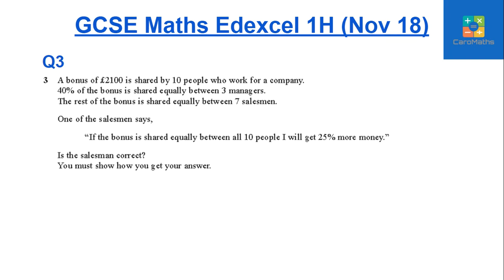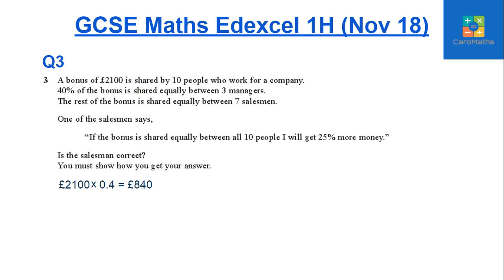Question 3. A bonus of £2,100 is shared by 10 people who work for a company. 40% of the bonus is shared equally between 3 managers. The rest of the bonus is shared equally between 7 salesmen. One of the salesmen says, "If the bonus is shared equally between all 10 people, I will get 25% more money." Is the salesman correct? You must show how you get your answer.